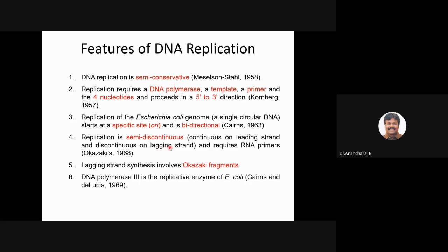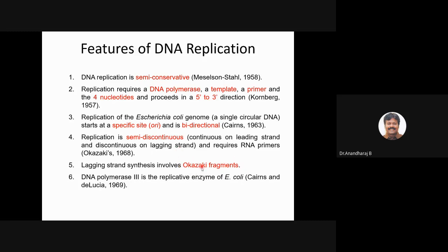Another strand will be synthesized semi-discontinuously, because it will be synthesized in the form of fragments. That's why it is called the lagging strand. Both semi-continuous and discontinuous synthesis require RNA primers. This information was given by Okazaki in 1968. Because it is synthesized in the form of fragments, we call these fragments Okazaki fragments.